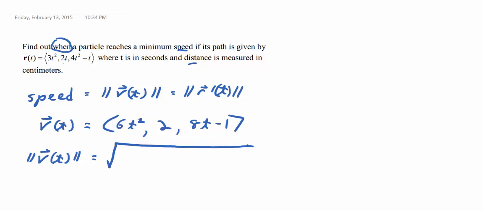So let's take a big square root here and sum the squares of the components of v of t. So the square of 6t squared is 36t to the fourth. Square this guy, you get 4, so add in 4. And then square the 8t minus 1 as a quantity.